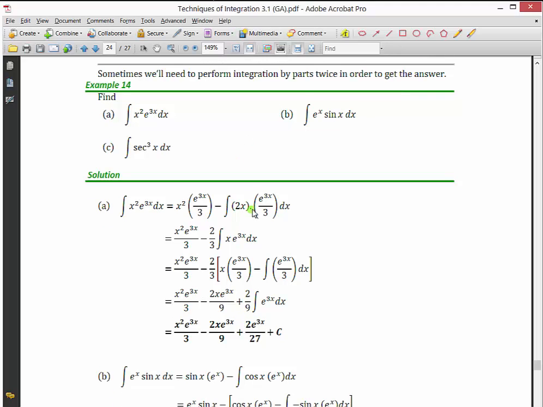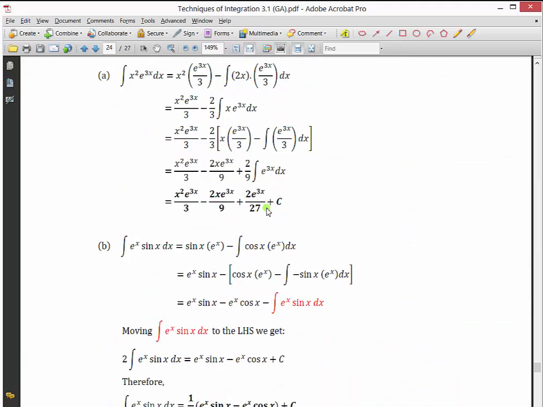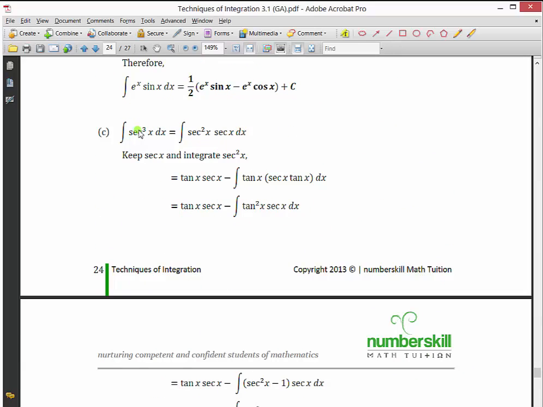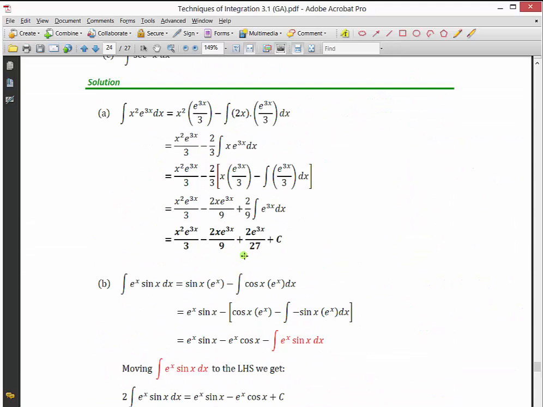Now it's your turn to try. This one is quite difficult. If you have time, you may want to try. Secant cube is quite difficult, that one. Which one? This one, A, is it?